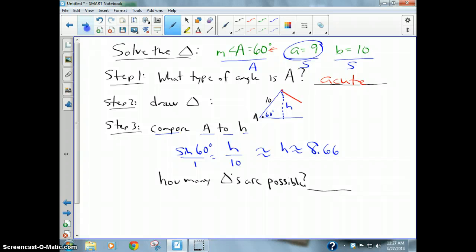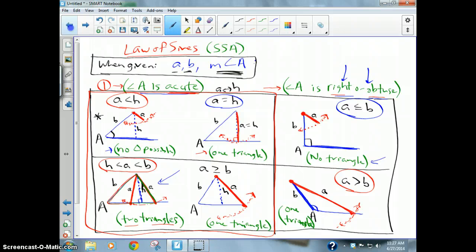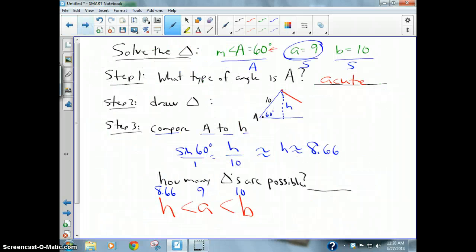Well, therefore, what do we have? A is 9, so that means H is the smallest. A is bigger than H, but A is less than B, which is 10. Because H is 8.66, A is 9, and B is 10. Well, if we go back a slide, that means we're in this case right here. We have two triangles that we have to solve. There are two triangles that are possible.